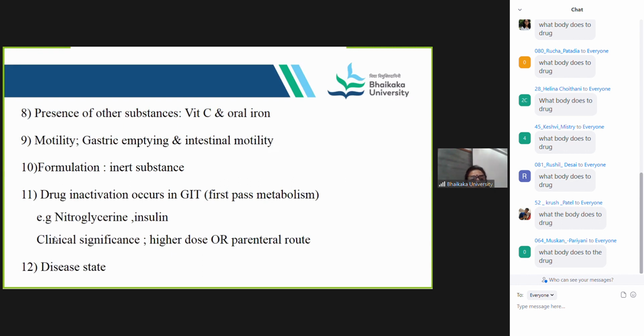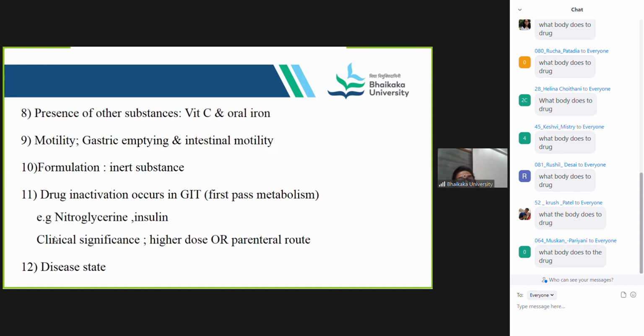Formulation also matters here. There are certain inert substances which you have learned about during your practical class. So that comes under pharmaceutical factors, that there are certain inert substances which have an impact on absorption. It may increase the absorption of the drug or maybe reduce it.